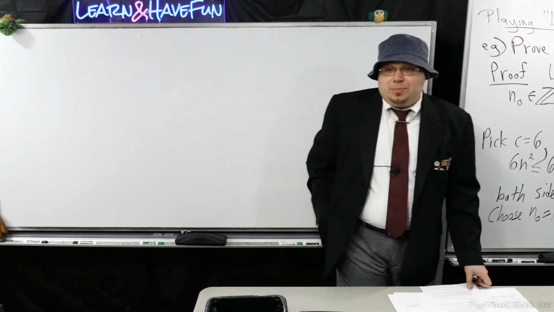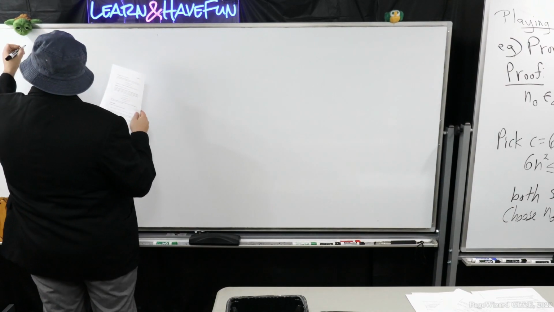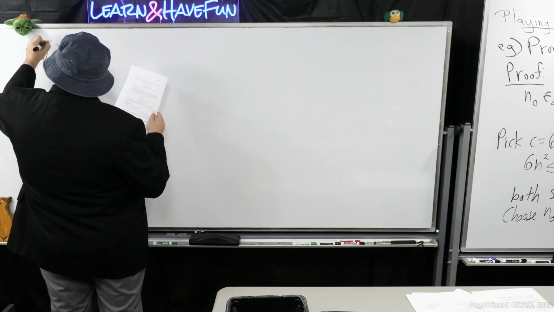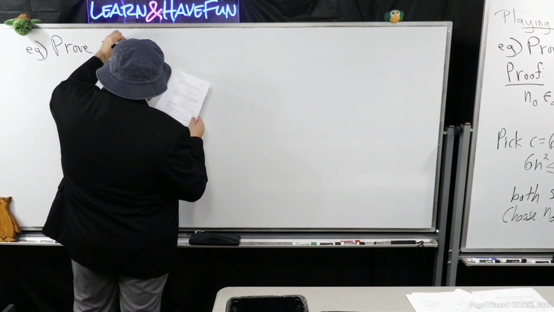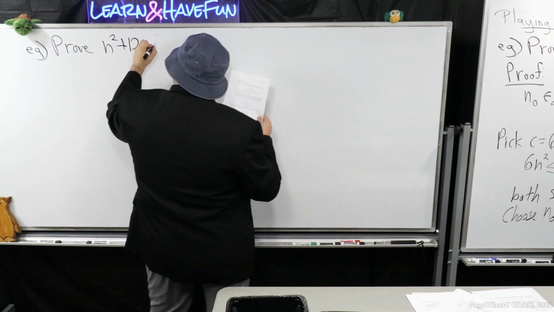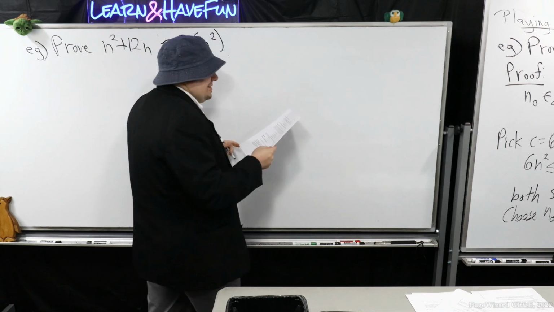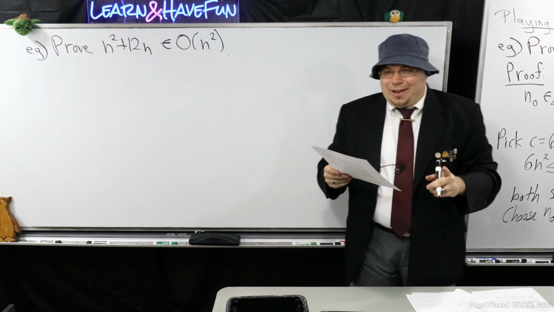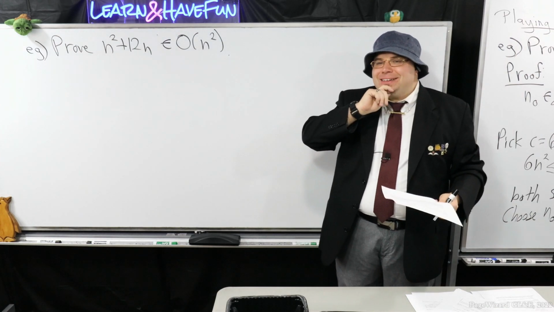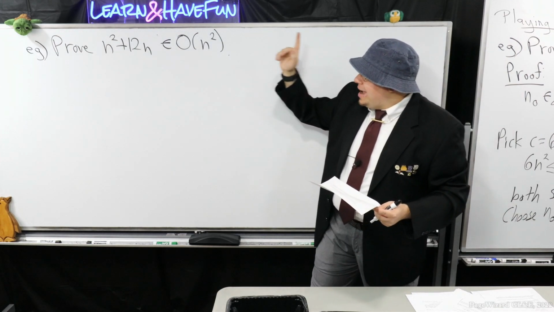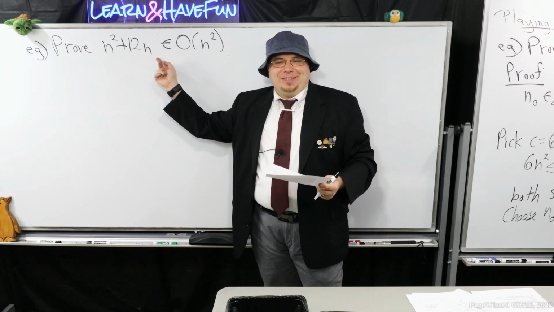So let's do another example, everybody. We're going to prove that n squared plus 12n is big O of n squared. Let's try doing this. Okay, so this looks kind of like my previous example, right? But notice now I have this plus 12n here. And the real question is what I do with that.